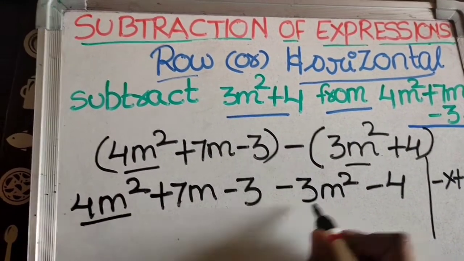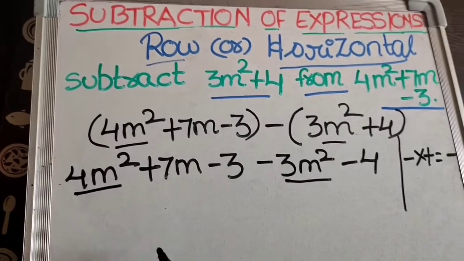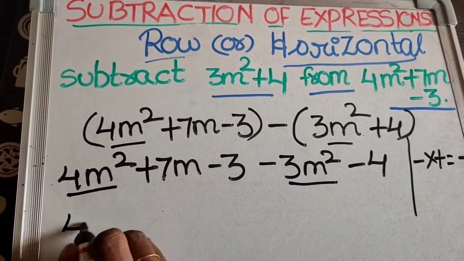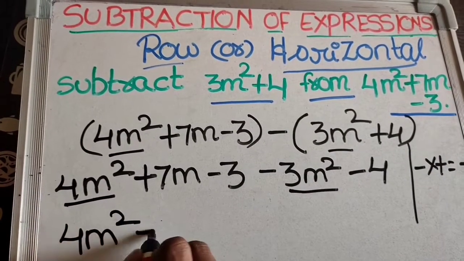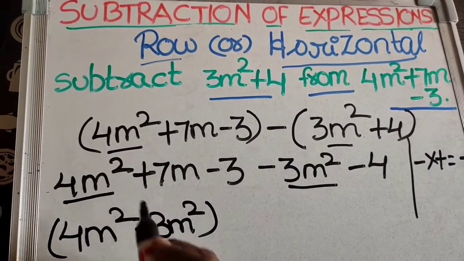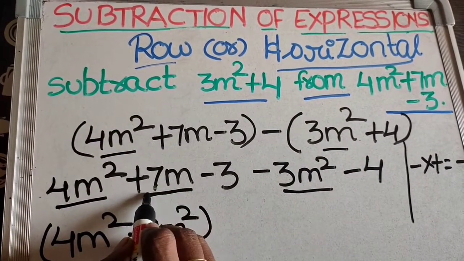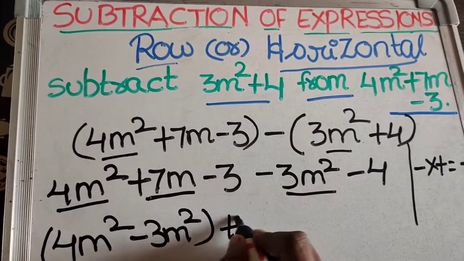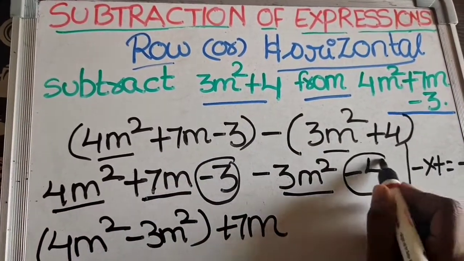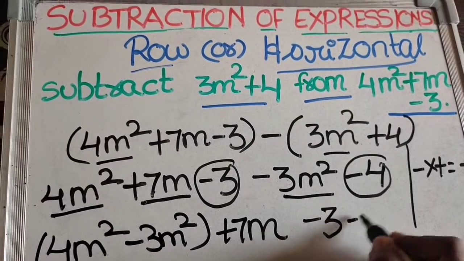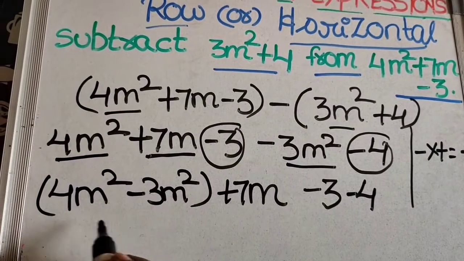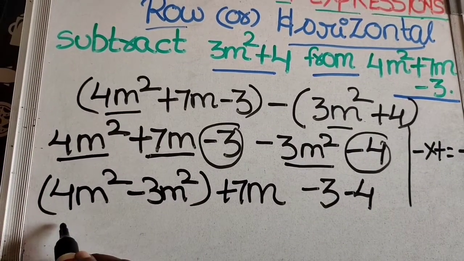Now start checking 3m square values and m square values. So 4m square minus 3m square. All m square values we are writing as one group, plus 7m, and there is no m values. Next go for the constants, minus 3 minus 4. As we have written one group, it will be easy for us to do our calculations.